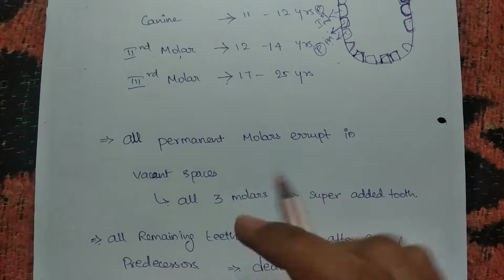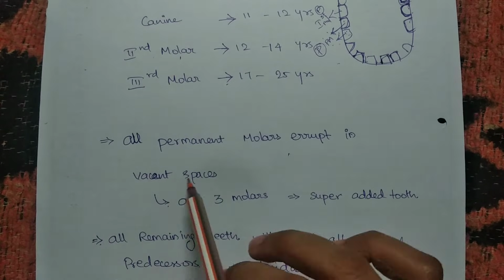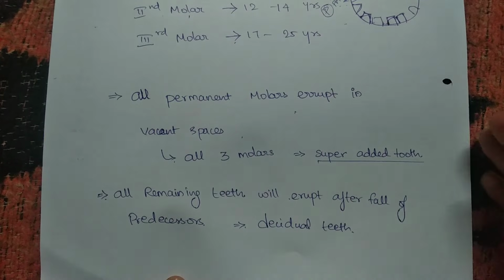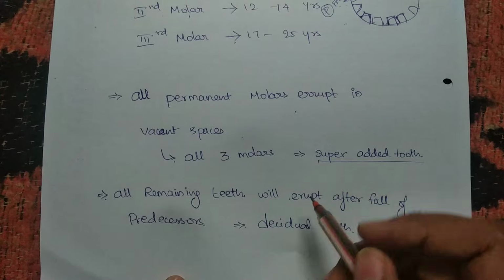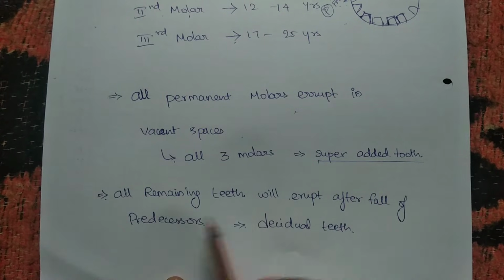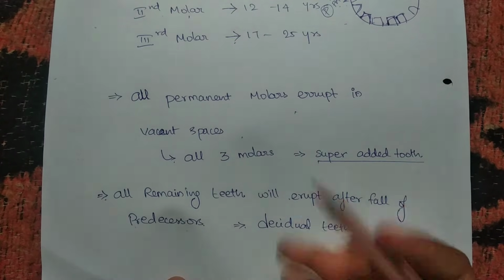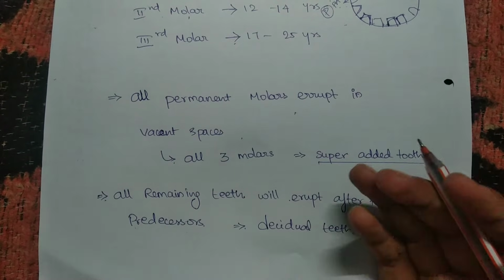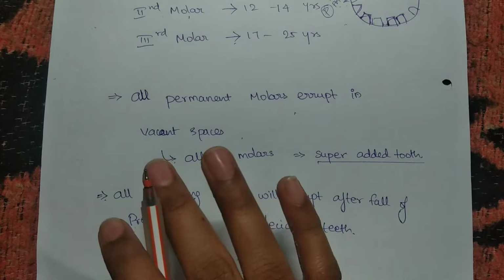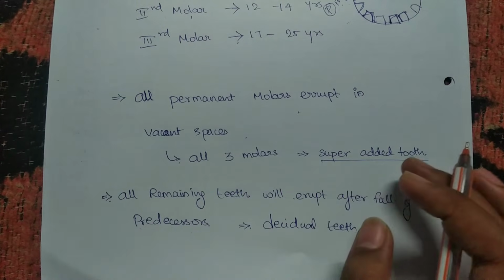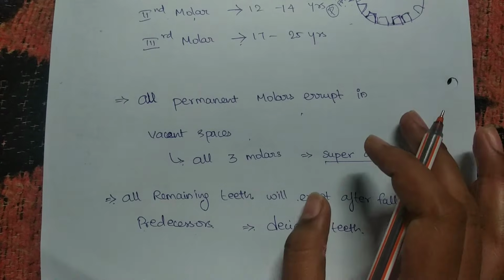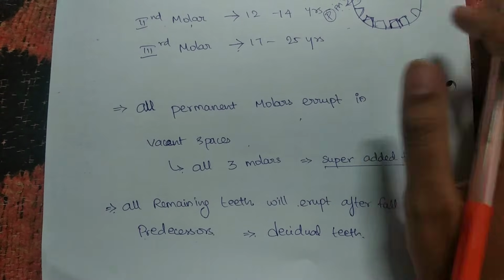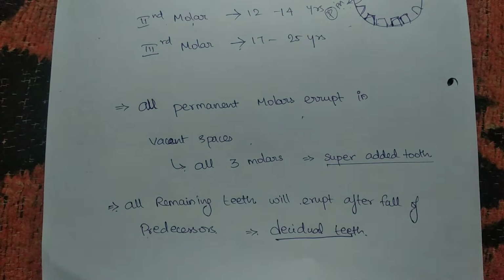So that is why all permanent molars erupt in vacant spaces. That is why they are called superadded teeth, and all remaining teeth except these molars will arise after the fall of their predecessors. That is otherwise called the milk tooth. So these predecessors will fall off, and at that place the remaining permanent teeth will erupt. That's why they are called deciduous teeth.